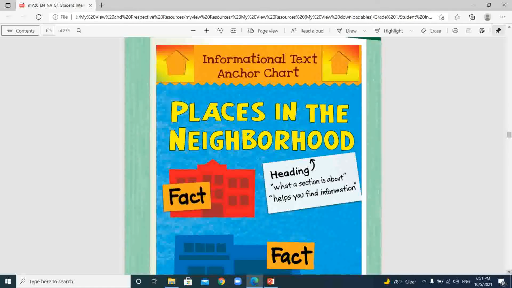Here in the anchor chart, it says places in the neighborhood. So you have to keep in mind that you'll also find headings. What is a heading? Why do they have headings? It tells you what the section or the part is about. And it helps you find information. It helps you find real information from the story.